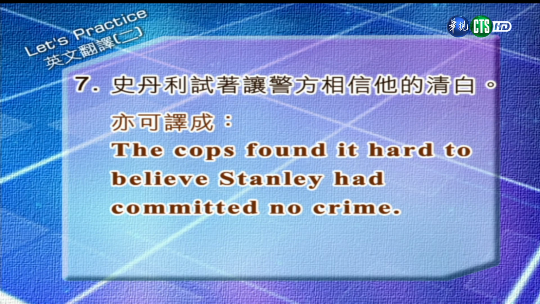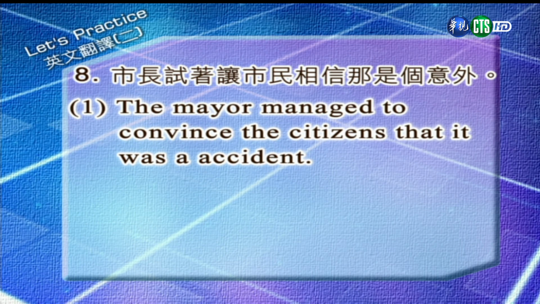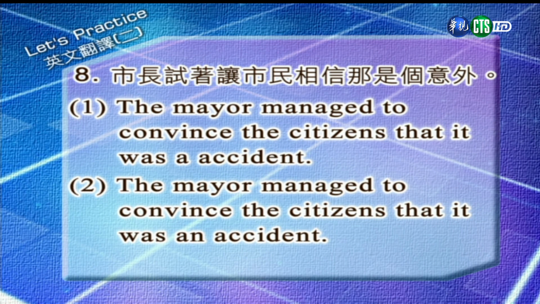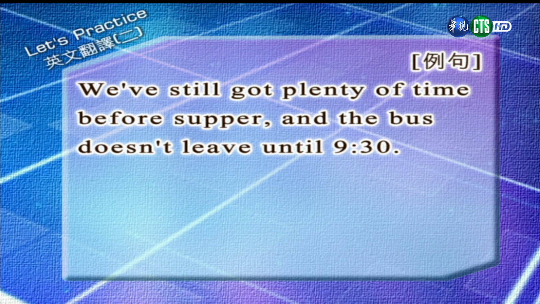来学一下，commit crime 是犯罪的意思。市长试着让市民相信那是个意外。The mayor managed to convince the citizens that it was an accident. The mayor managed to convince the citizens that it was an accident. 我们看哪个错了？第一个，同学注意，accident 是母音发音，要用 an。另外翻翻看。Citizens at last believed the mayor's story of such inadvertence. 我们看 inadvertence 也是意外的意思。例句 We've still got plenty of time before supper, and the bus doesn't leave until 9:30.